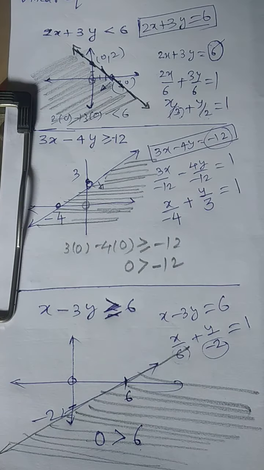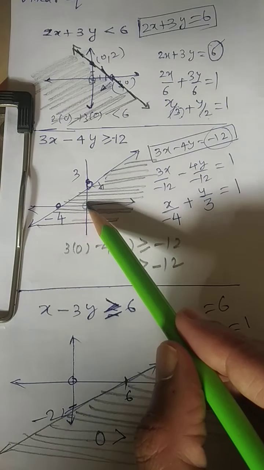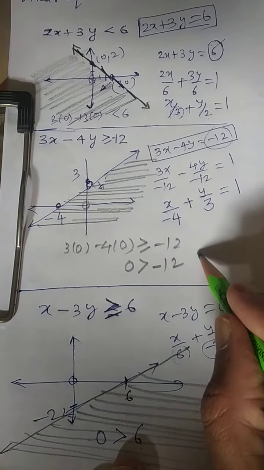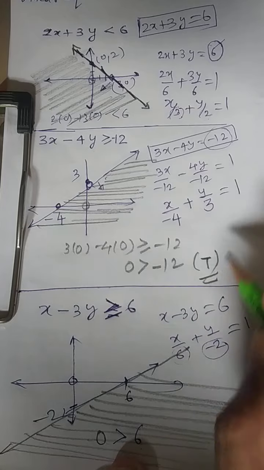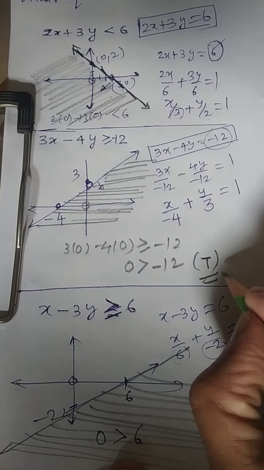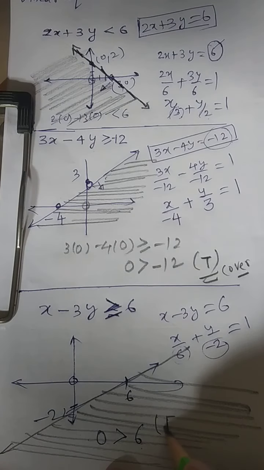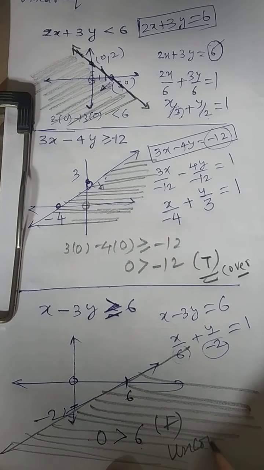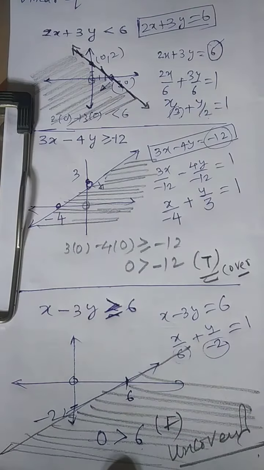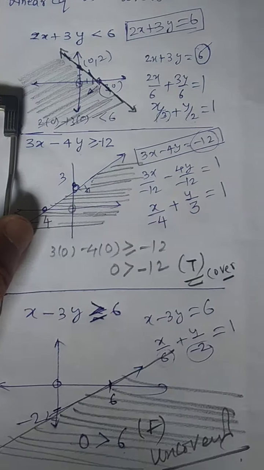This will be the solution. So whenever you are selecting any point, if it is satisfying, if it is true, then cover that point. Simple logic. Cover the point. And if it is false, then uncover. Means do not shade that part. Okay. So this is a way of answering the question.